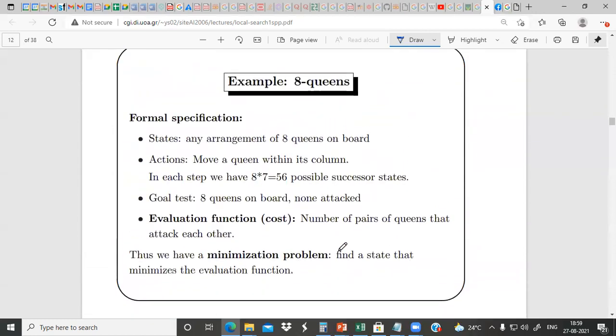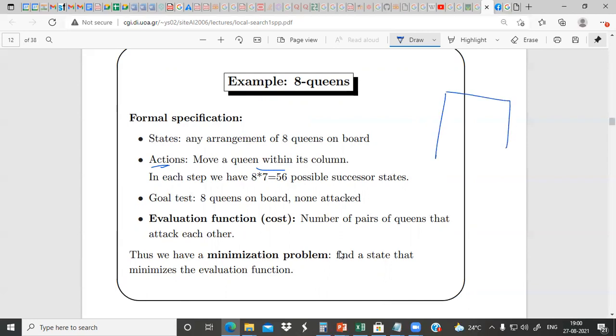Now let us take the example of the 8 queen problem. This is how we define it. What is the state? Any arrangement of 8 queens on the board; they can be placed anywhere. That can be treated as the initial or current state. For the action, there is a restriction: move a queen within its column. Each queen can be moved only within its particular column. They cannot be moved row-wise, only in the column.